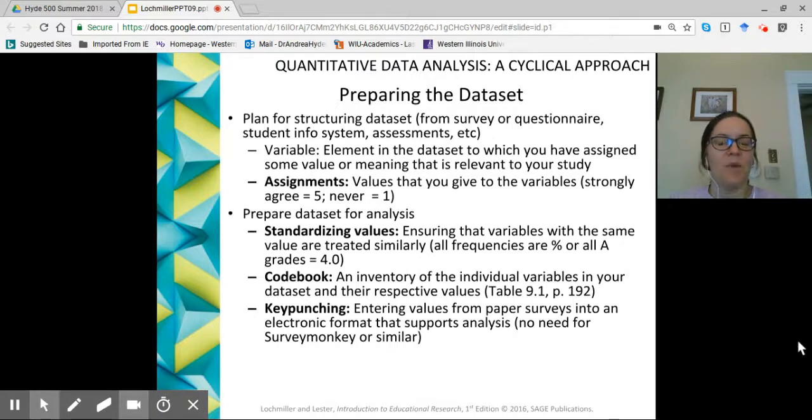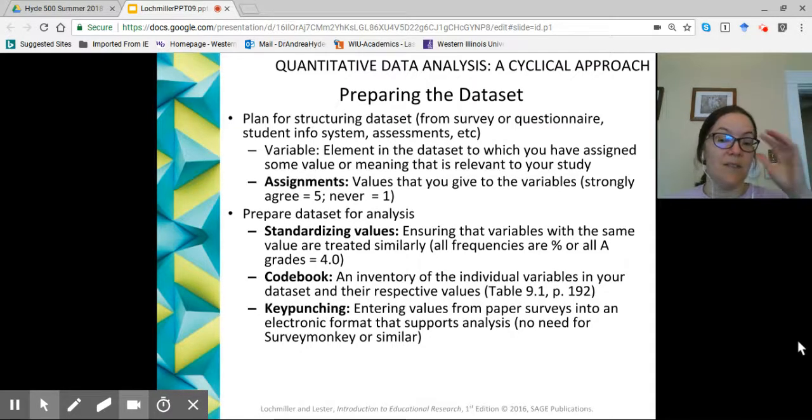Take a look at page 192, table 9.1 for an example of a code book. This is just an inventory of your variables and their respective values. And then key punching is just another way of saying entering values from a paper survey or some other format. Maybe you don't have a program that imports electronic data. Maybe you're going to have to type that in.